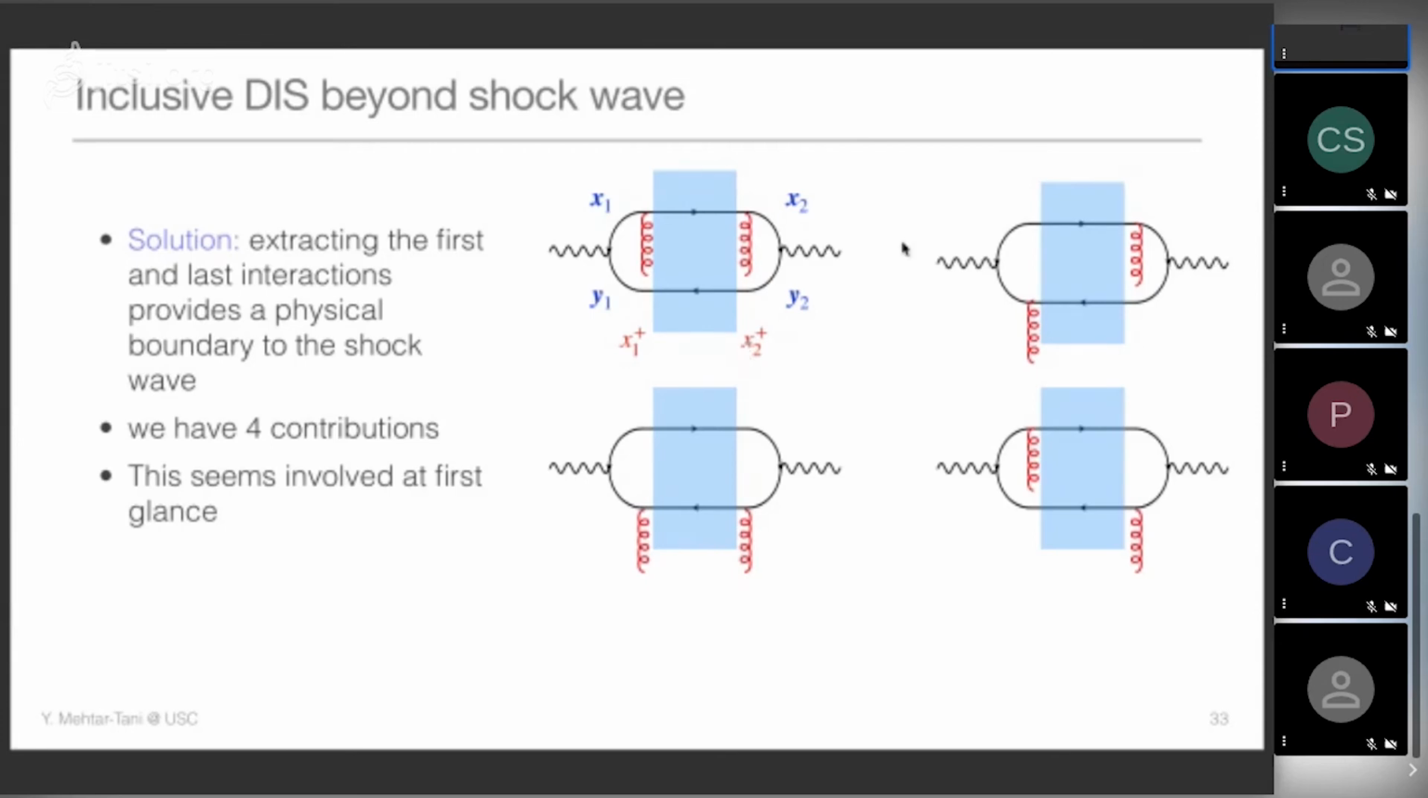And then you have 4 diagrams. Of course, this interaction could happen on the quark or on the anti-quark, and then the same for the final time. And then you have 4 contributions, and this looks a little bit involved, but in fact, it's somehow hiding a structure.